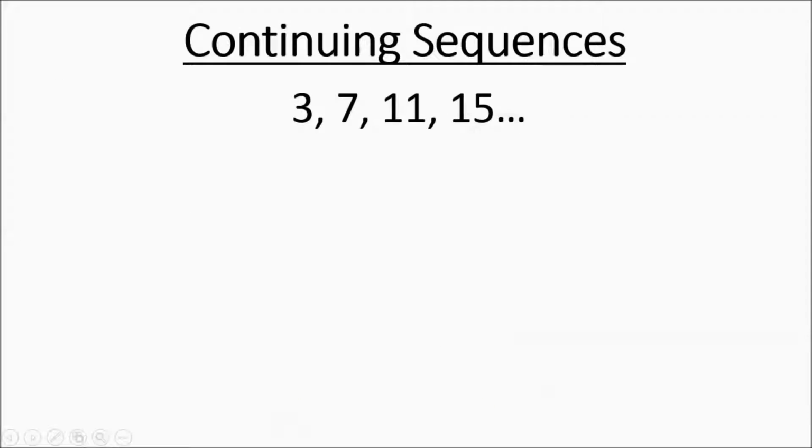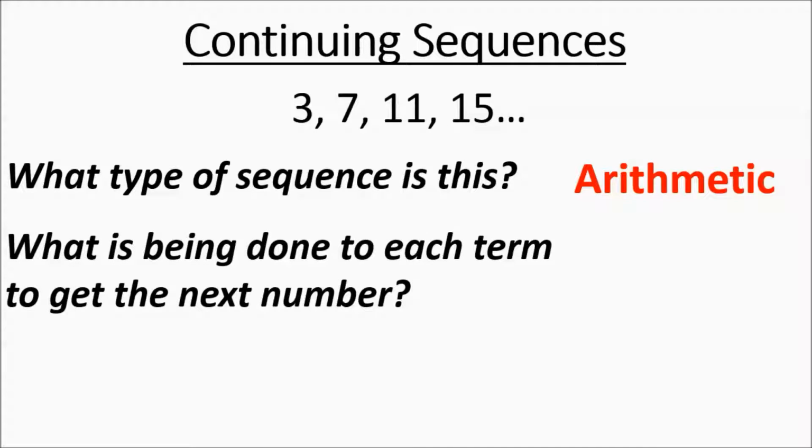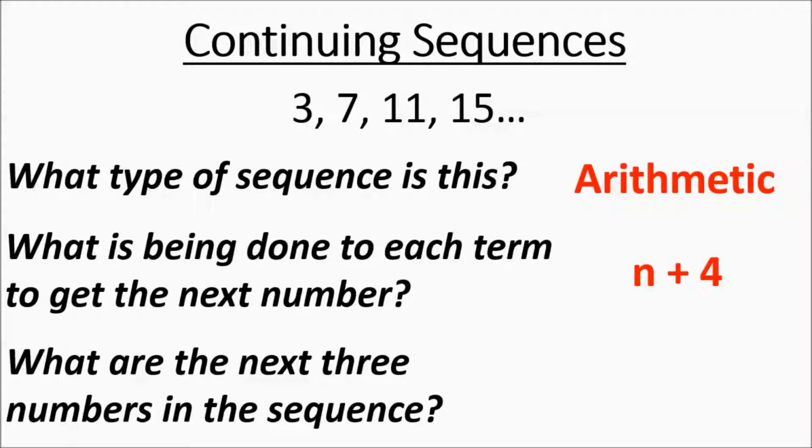Let's go ahead and look at some numbers and figure out what kind of pattern it is. So I've got this 3, 7, 11, 15. What kind of sequence is this? They're all the same distance apart. It's arithmetic. What are we doing to each term? We're adding 4. So we're taking the number and adding 4. Now the next question is, what are the next 3 numbers in the sequence? Well, if you're adding 4, you take 15, you add 4 to it, you get a new number, add 4 to the next one. You'd get 19, 23, and 27. Those would be the next 3 numbers.